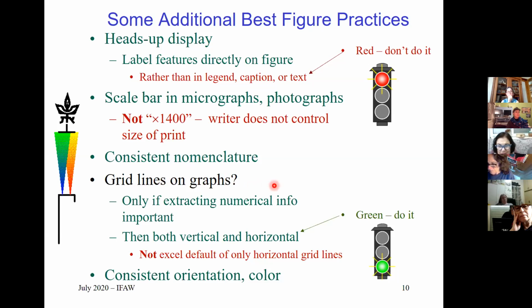Should you have grid lines on a graph? Yes, if extracting numerical information is important. Then both vertical and horizontal grid lines should be displayed. And this means not using the Excel default, which is only horizontal grid lines. And if you have a feature that appears in several different figures, we should use consistent orientation and color so that the reader can quickly grasp that this is the same thing and not something different.